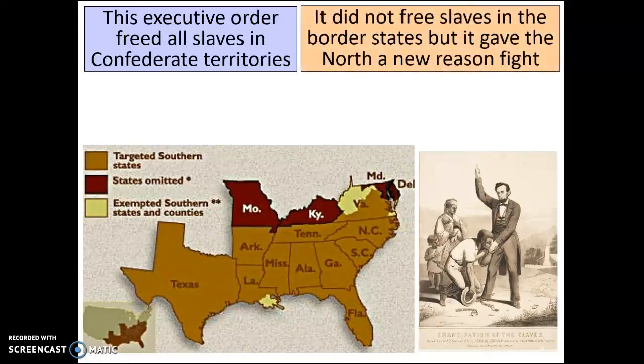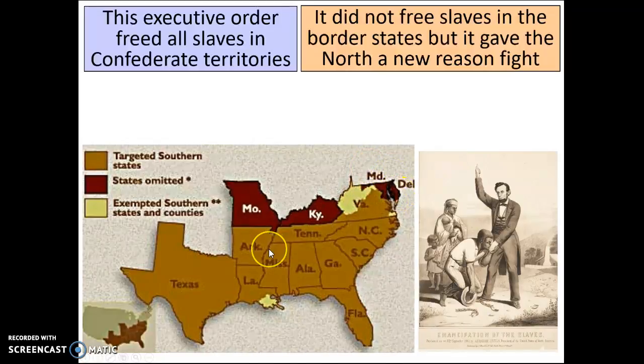And what he is trying to do is get those Confederate states, those states in rebellion, to return to the Union. Because what he doesn't do is say that slavery is ended. The Emancipation does not end slavery. It does not get rid of slavery, and that's not his intention. Because slaves still exist within Missouri, Kentucky, Maryland, and Delaware.